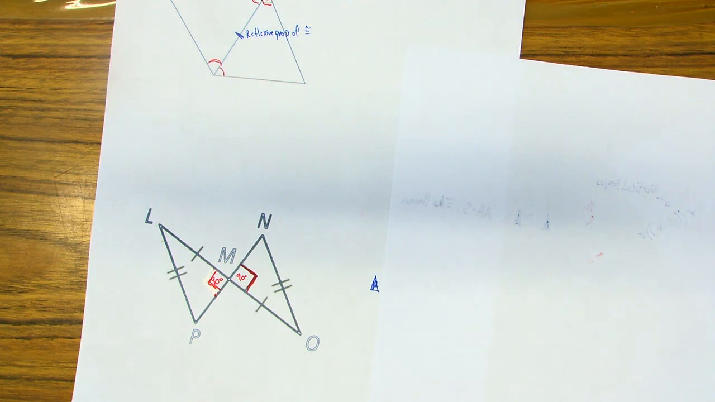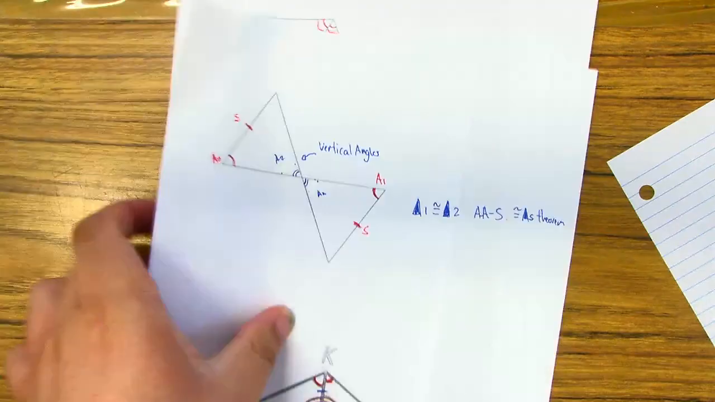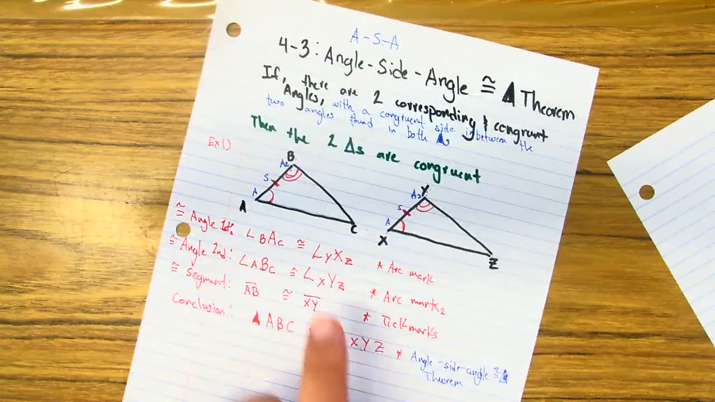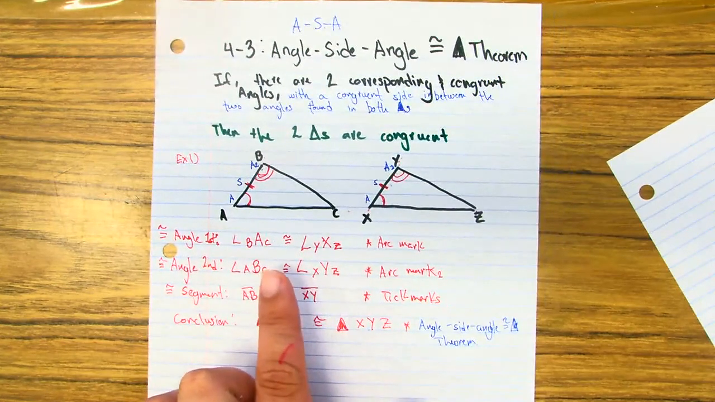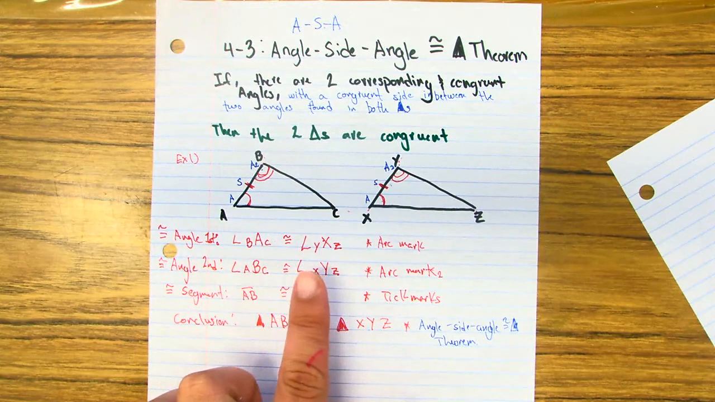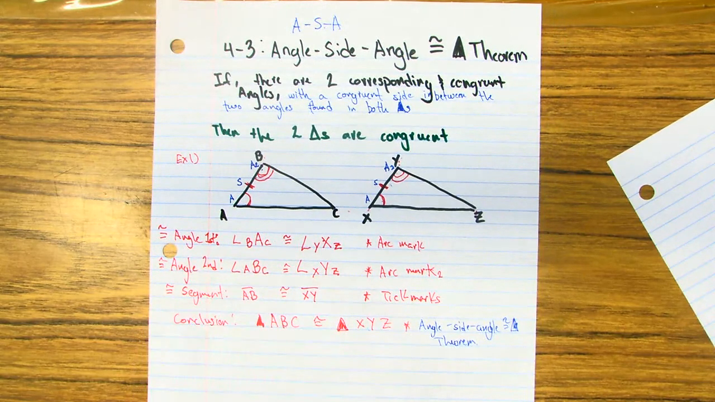For the student that was asking, how do I show my work? To show your work, this is how you show your work. You provide me statements on which angles are congruent and which segments are congruent. This falls under both lesson 4-2, which is the side angle side, and it also falls under this lesson as well. This is how you show your work.